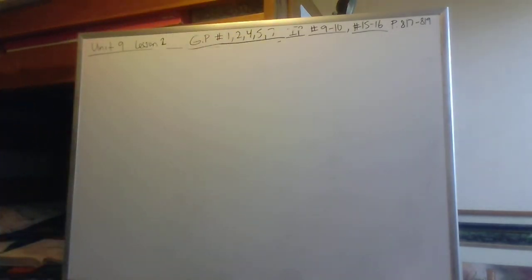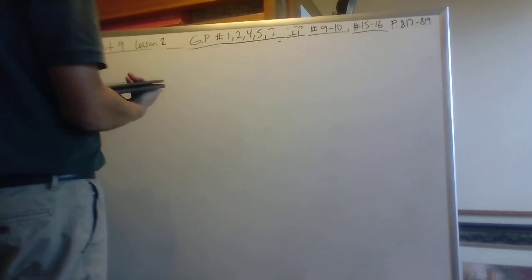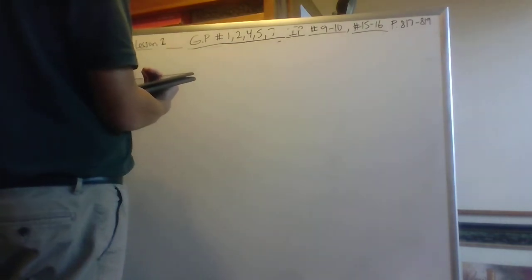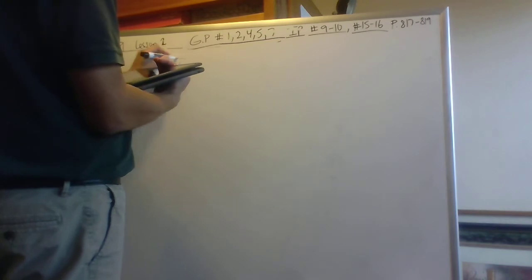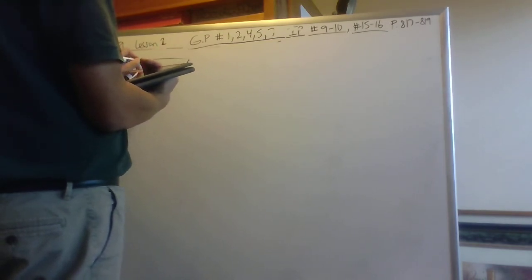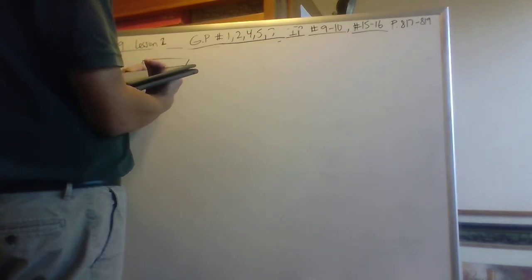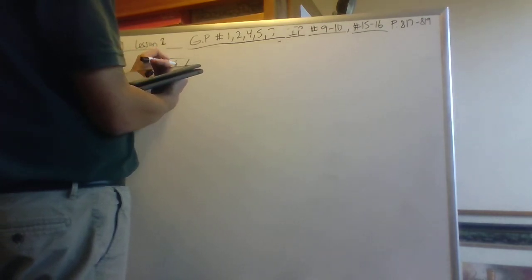All right, so number 9, it says determine whether each quadrilateral is a parallelogram. So this is very similar to what we are doing in the guided practice and also what we did in lesson 1. So it wants to know if this is a parallelogram.